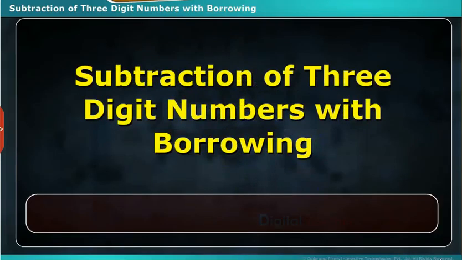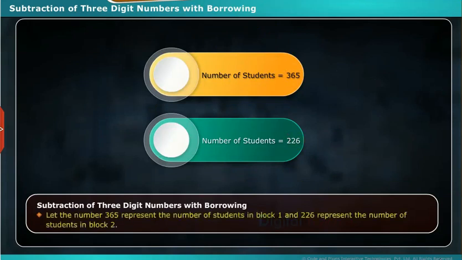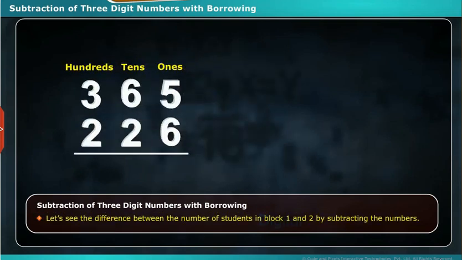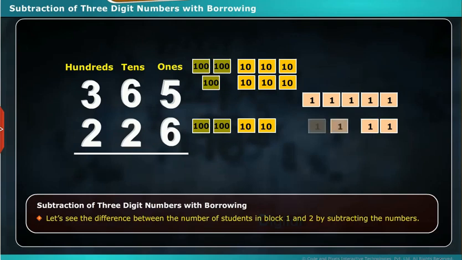Now, we are going to learn the subtraction of 3-digit numbers with borrowing. Here we have two numbers, 365 and 226. Let the number 365 represent the number of students in block 1 and 226 represent the number of students in block 2. Let's see the difference between the number of students in block 1 and 2 by subtracting the numbers.